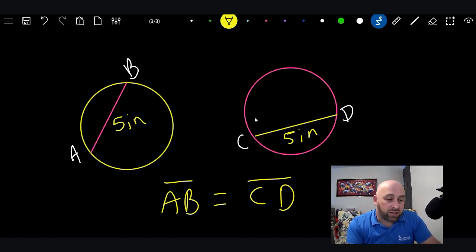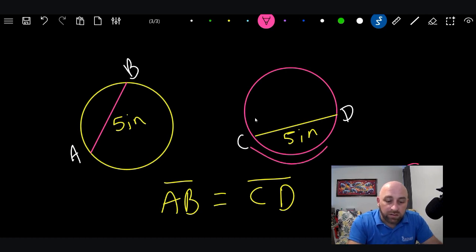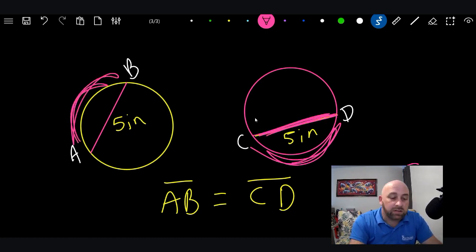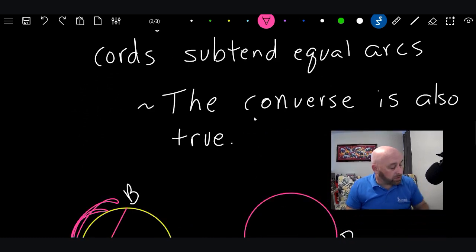The chords are the same. What else is the same? Well, arc AB would have to equal arc CD. This arc right here has to equal this arc right here. Why? Because this subtends. If the subtending chord is the same, then the arc has to be the same. That's what the theorem says right there.